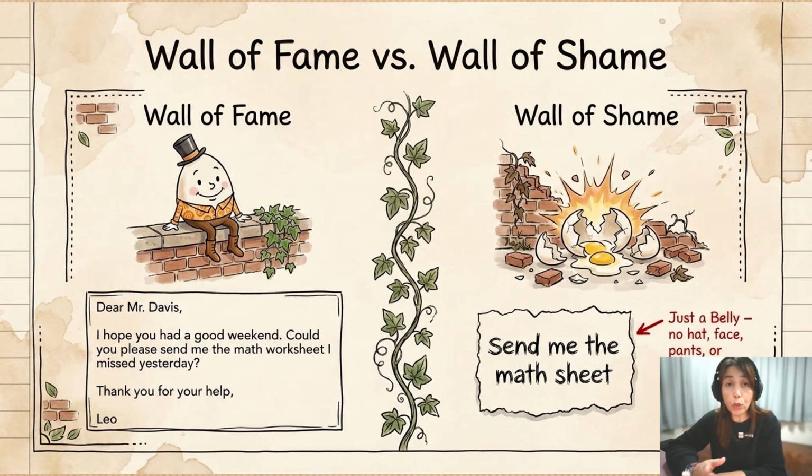Here we can see the contrast more clearly. The Wall of Fame email contained the expected elements: a polite greeting, a friendly opening, a clear request, appreciation, and a suitable sign-off. The reader knows who is being addressed, what is needed, and how the writer intends the message to sound. The Wall of Shame example, "Send me the math sheet," may communicate the basic demand, but it has no greeting, no context, no reason, and no polite closing.